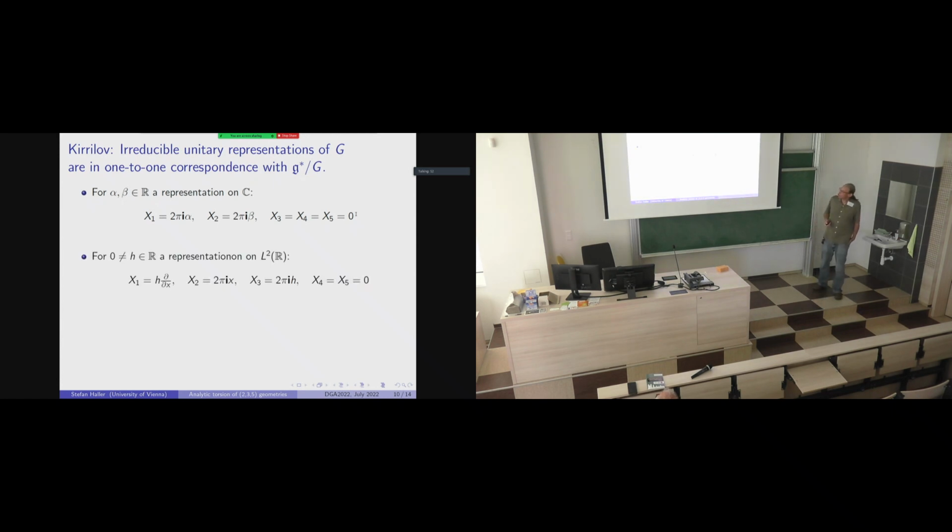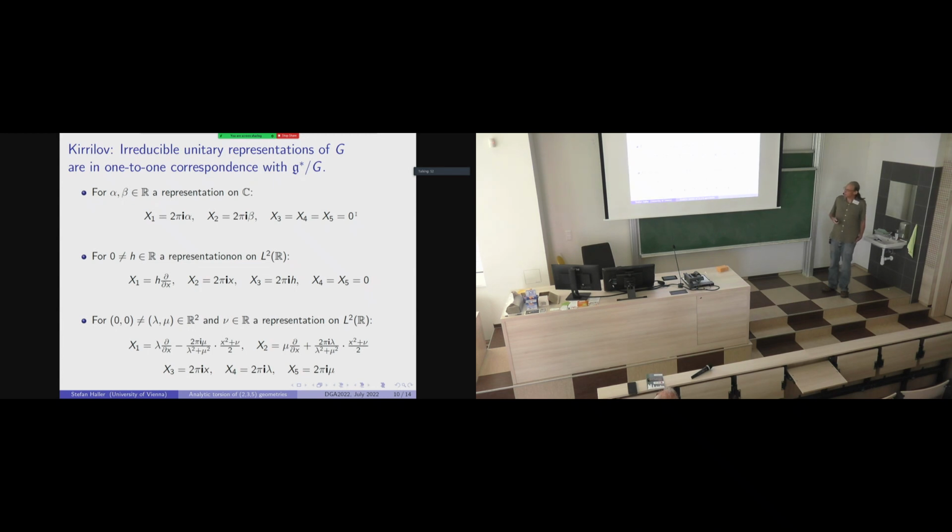Then for every non-trivial real number h, there is a representation on L2 of R. Here x1 acts by differentiation, x2 acts by multiplication with x, and x3 acts by the commutator, which is just a scalar. So this is the familiar Schrödinger representation of the Heisenberg algebra. In fact, these are precisely the representations that factor through the center and actually come from a three-dimensional Heisenberg group.